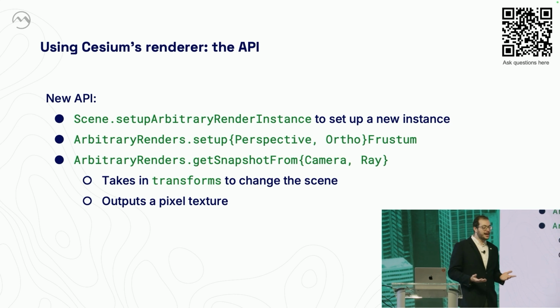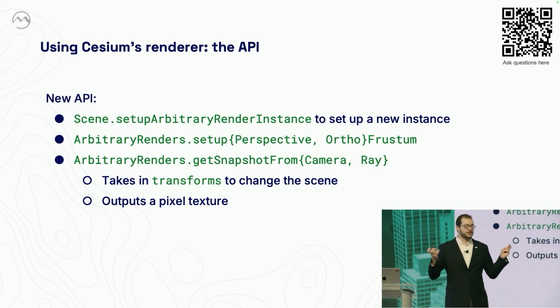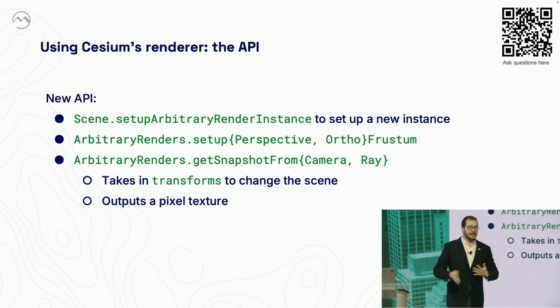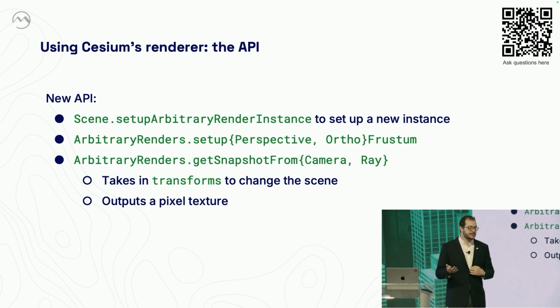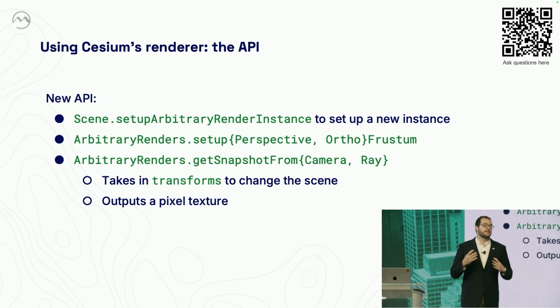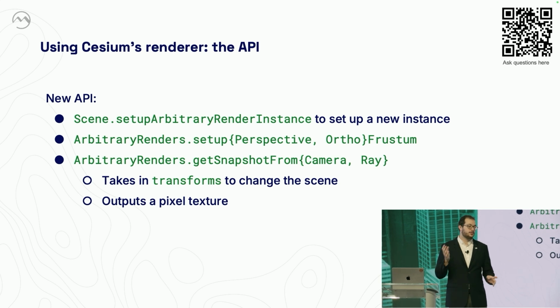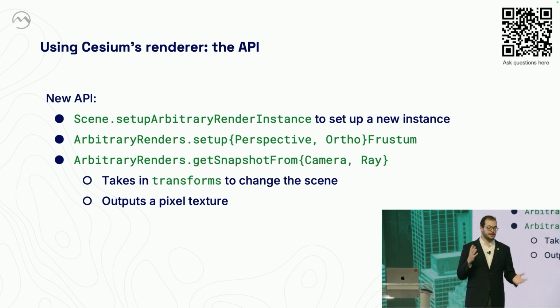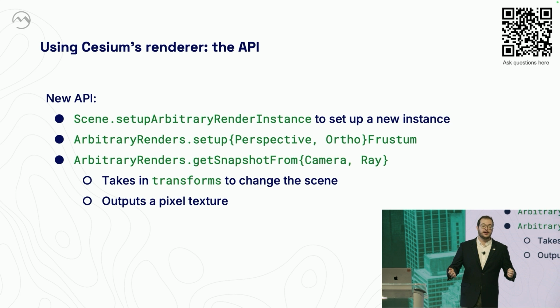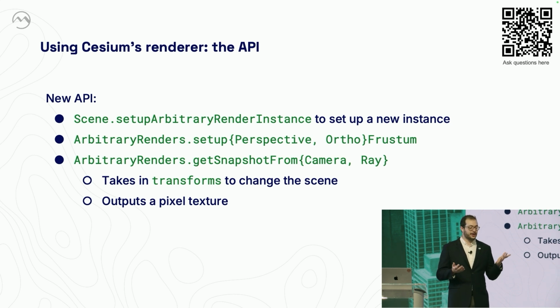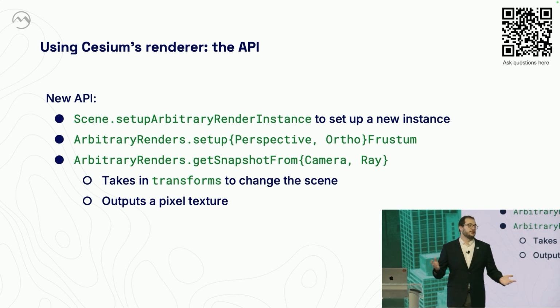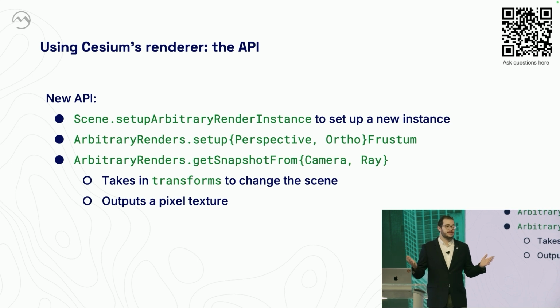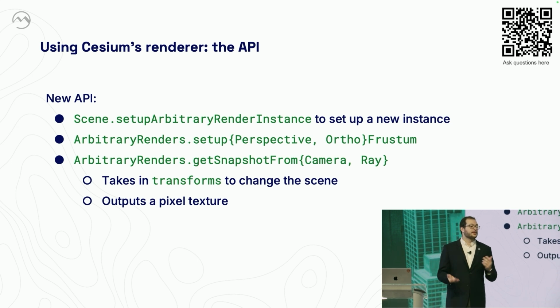So we have this new API that we built called arbitrary render, which just lets you take an arbitrary one-off render anywhere in the scene. You can set it up with either a perspective or an orthographic frustum, and we do different things with different types of frustums. And then there's this call that's just like get snapshot from camera, which takes in a set of optional transforms that you can just change your scene however you want live, and it'll just output a pixel texture.